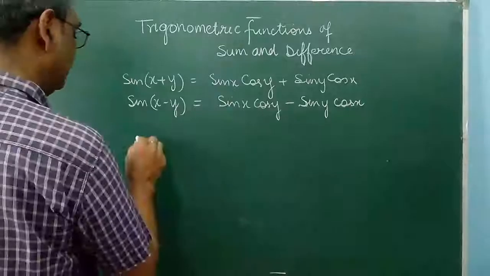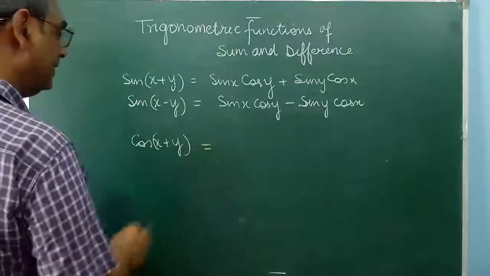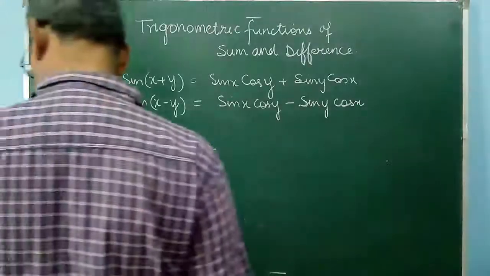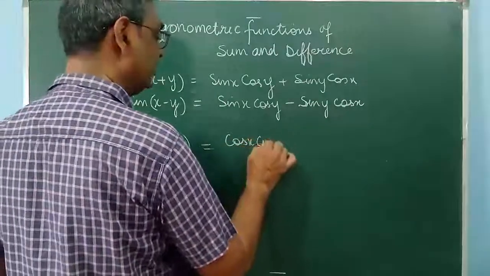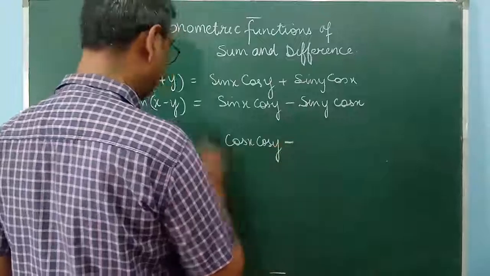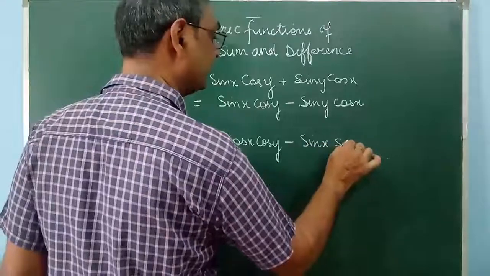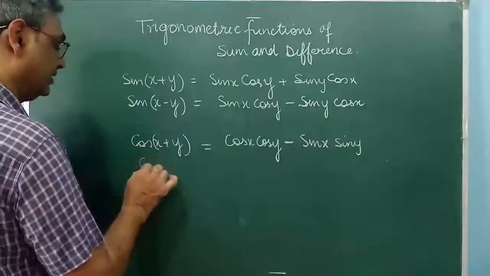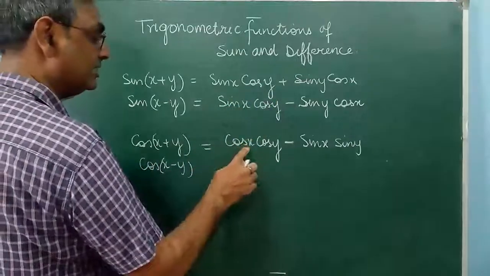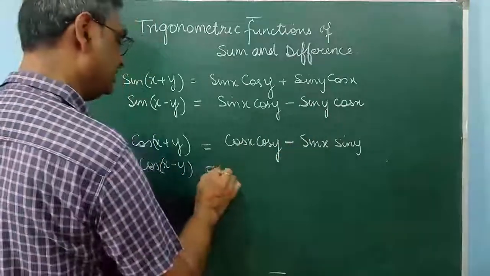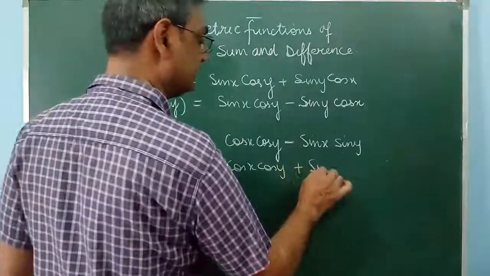Now cos(x plus y). Here this is a little different formula. Here it is cos x cos y minus sin x sin y; for plus here we are using minus. And cos(x minus y): see the difference here is, it is sin cos, and here it is cos cos and sin sin. Same formula is there, but here we will be using plus.